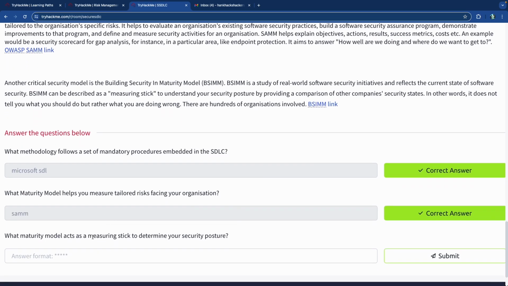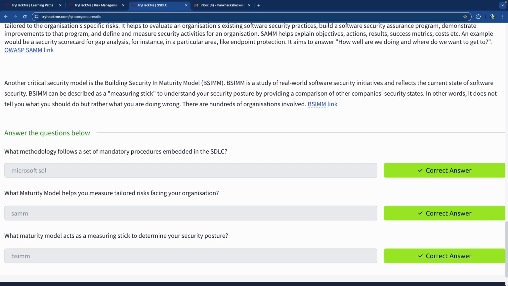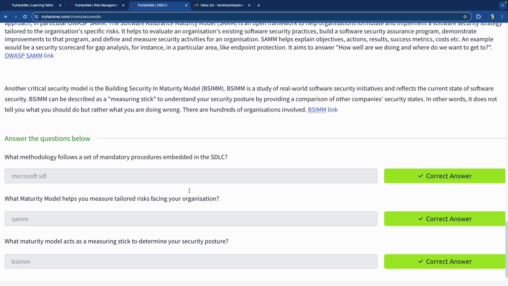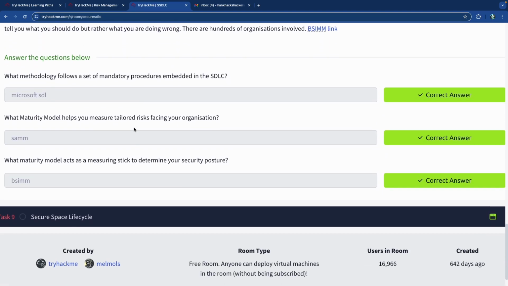And then which one is used as a measuring stick? And this is the one that I actually did read, which is the BSIMM. So BSIMM is the measuring stick to determine the security posture, that they tell you what you're doing wrong, but not what you should actually do.